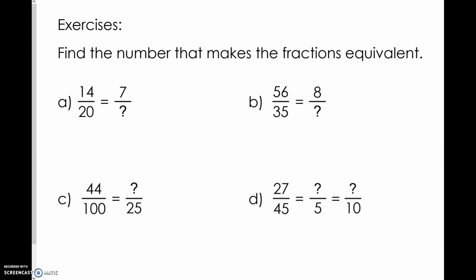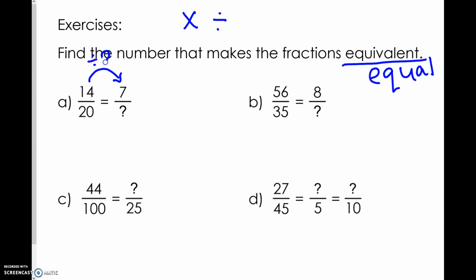Find the number that makes the fractions equivalent. Remember, equivalent means equal or the same. 14/20 is equal to 7 over a missing denominator. Remember, we find equivalent fractions by either multiplying or dividing. In this case, the numerator goes from 14 to 7. It is getting smaller, so I know we must divide.